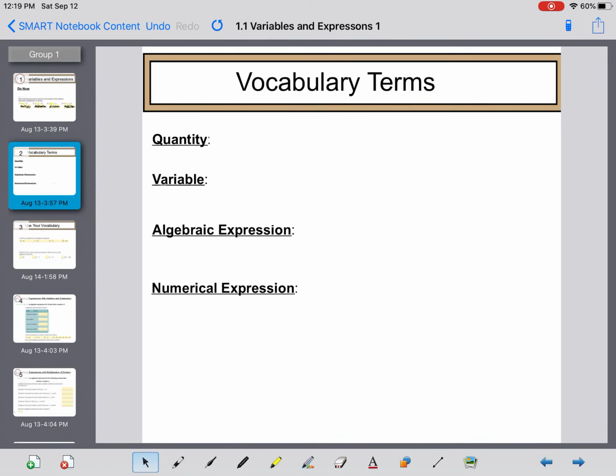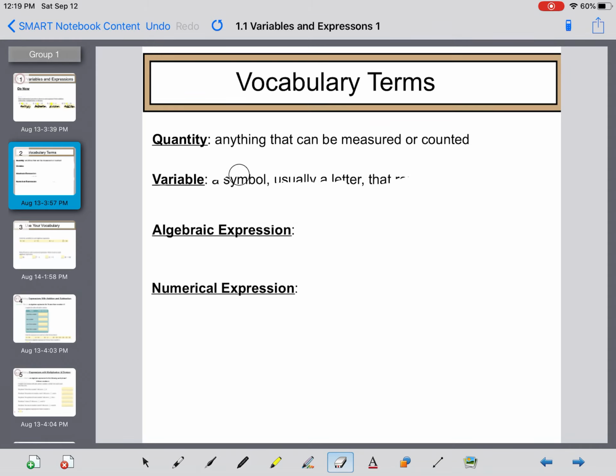Okay, with each lesson, we're going to have some vocabulary terms. Feel free to pause while you're writing them so you don't fall behind, and resume the video when you're ready. A quantity is anything that can be measured or counted. A variable is a symbol, usually a letter, that represents the value of an unknown.